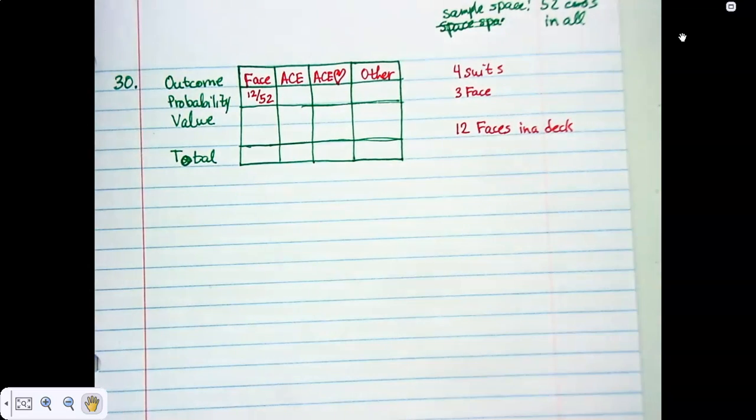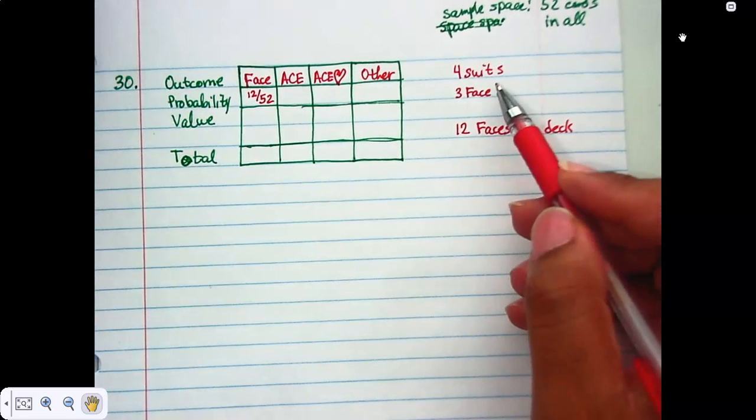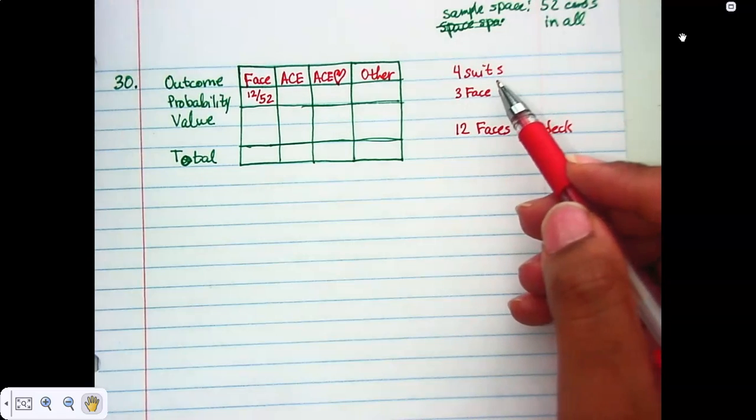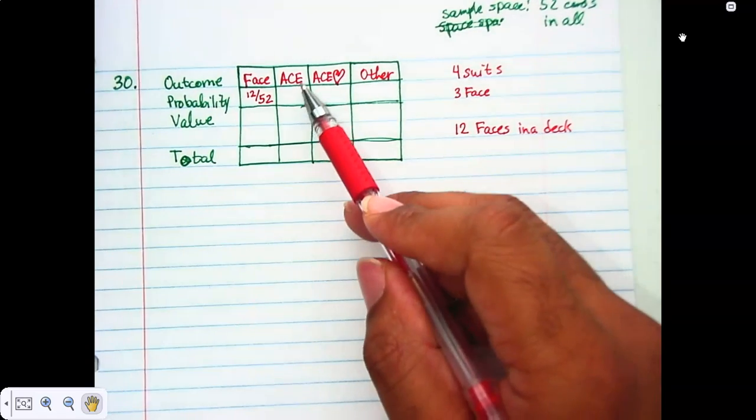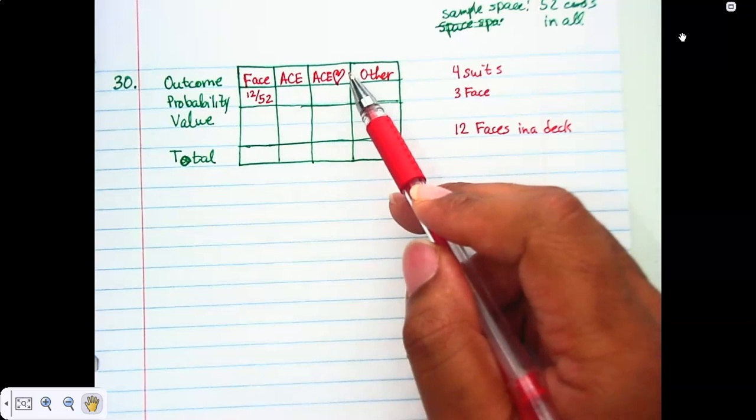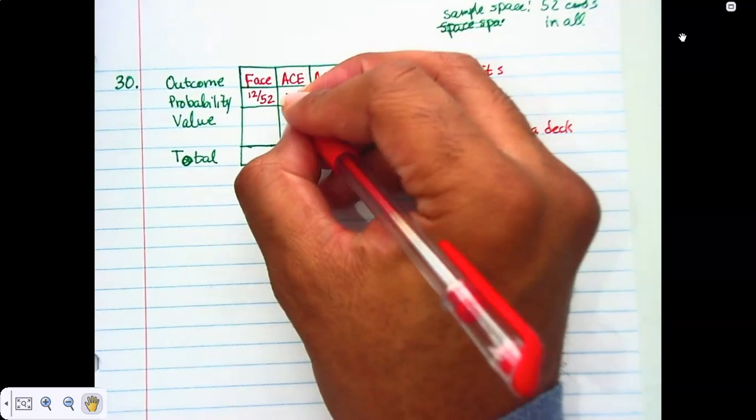When it comes to our aces, since there are 4 suits, there are 4 aces in all. But here we're breaking them up into the other aces and then the ace of hearts. So we're going to say there are three aces here.